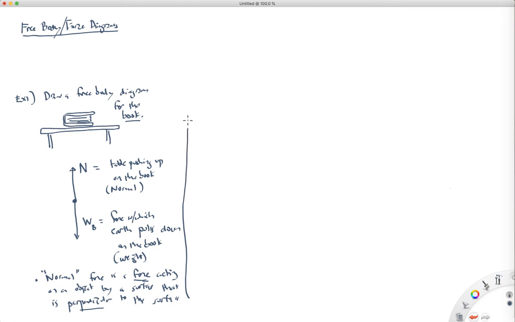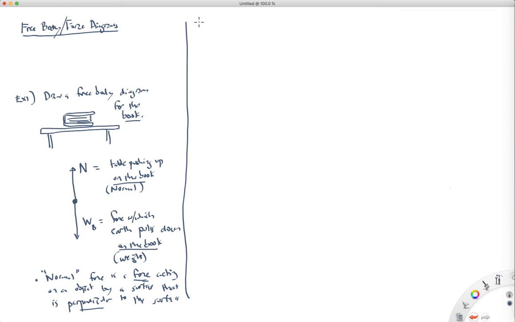All right, so that's a simple example of a free body diagram. This dot represents the book. That's one force, and that's another force. This is the free body diagram for that book. Now, of course, there are going to be other forces we could consider. The book is also pushing on the table, but that would be a separate free body diagram. Notice that both of these forces are acting on the book. These are forces that are trying to push on the book.